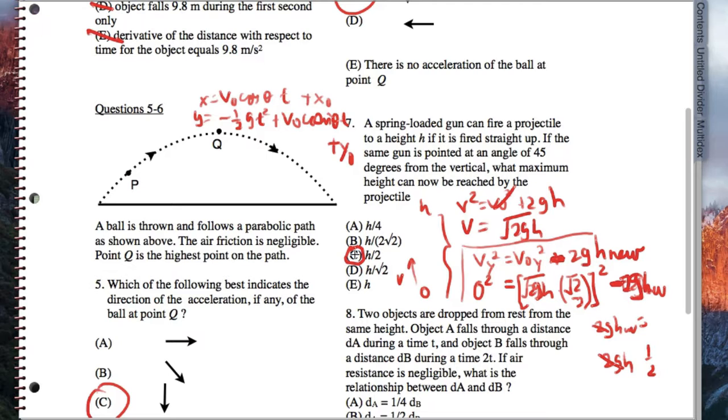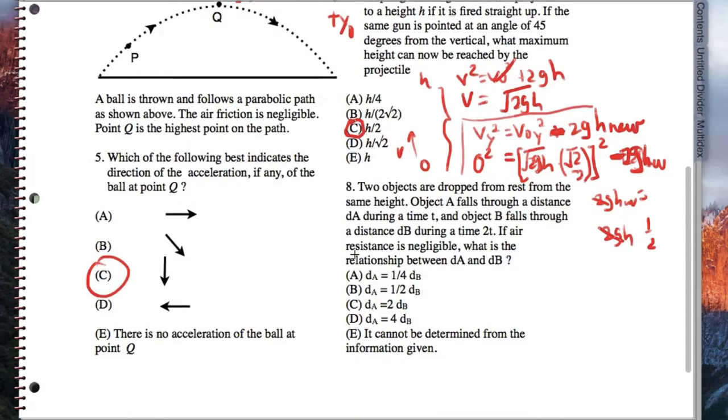All right. So let's go ahead and take a look at problem number 8. So we have two objects, and we want to know what's the relationship between the distances as they fall. So A falls for time t. Let's get its falling distance. So dA equals 1/2 g times 1 squared. dB, well, we're falling for 2 seconds. So g times 4, that's 2 squared. So I'm actually getting that dB is 4 times dA.